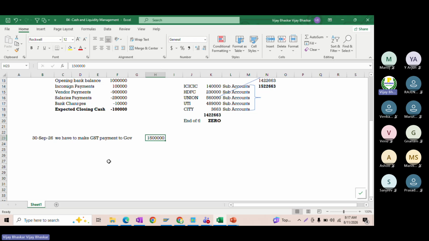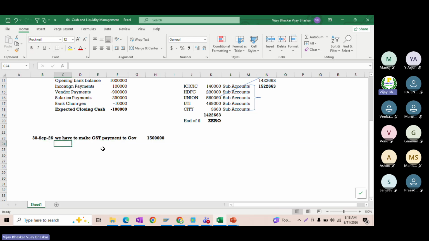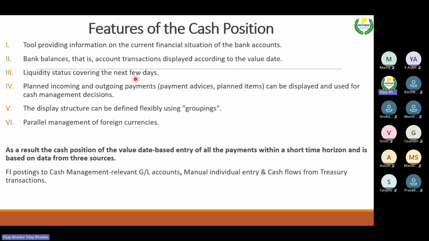So meaning that the payables should not have any impact. The regular operations should not be impacted, and also payable obligations should not be impacted because of cash deficits. Now that is the point which is talking about this one.